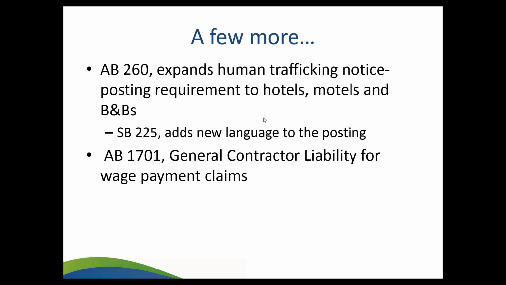AB 260. This expands the existing human trafficking posting notice requirements, which currently apply to certain types of businesses already to post a notice about human trafficking and assistance hotlines. Currently, that's airports, emergency rooms, alcohol retailers, and adult and sexual-oriented businesses. It's now expanded to include the same, or a similar, notice for hotels, motels, and bed and breakfasts. It also requires new language in the notice to state that the person can actually text a specified number for services and support versus just an assistance hotline. So that's one. The second one, AB 1701, general contractor liability for wage payment claims.